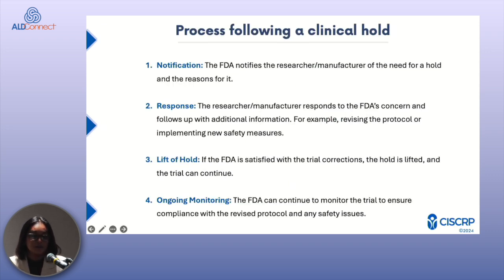All right. So the process of a clinical hold. As I mentioned, the FDA will notify of the need of a hold. And then the response period is when the researcher and manufacturer will go back and follow up to correct the reasons for the hold. For example, if they have to revise the protocol or implement new safety measures throughout the trial. Once they go through that process, if the FDA is satisfied with the corrections, they will lift the hold. But even after they lift the hold, there will most likely be ongoing monitoring, where the FDA will continue to monitor the trial to ensure compliance with the revised protocol and safety issues.